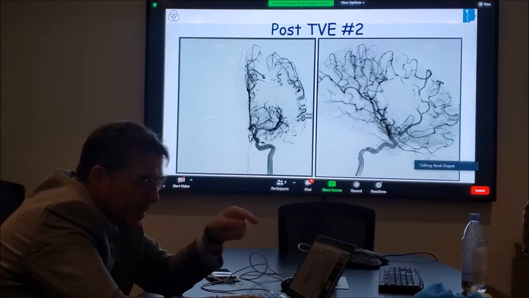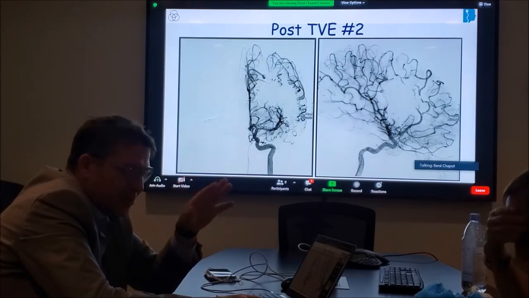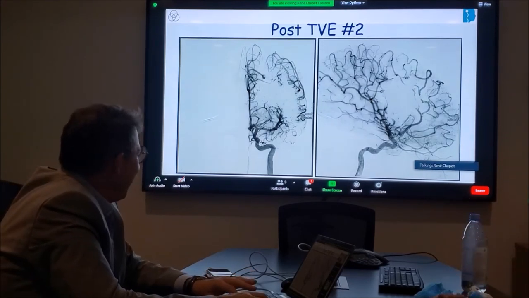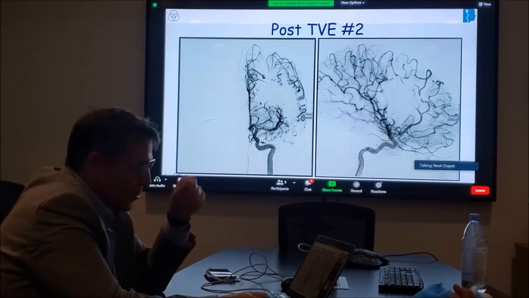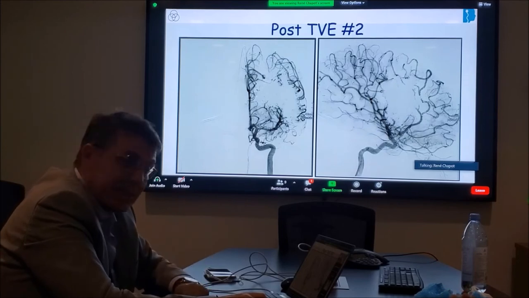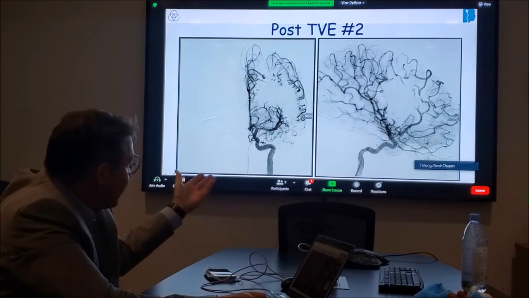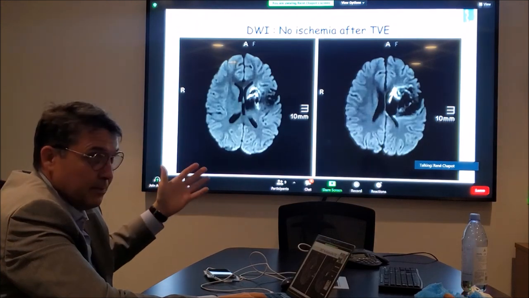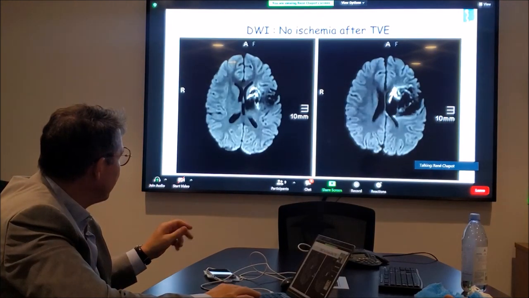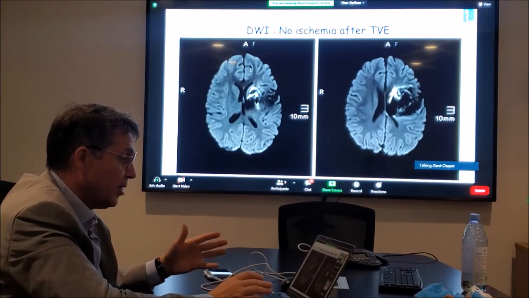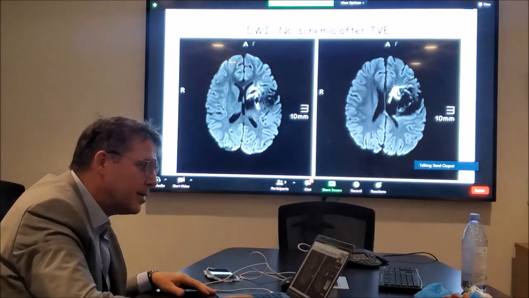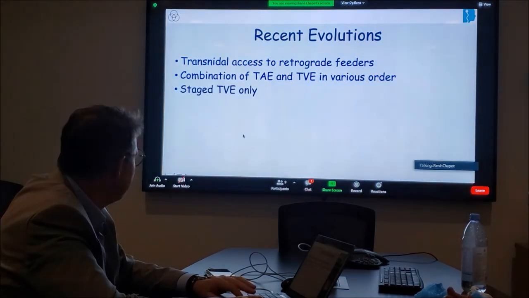On the Siemens ICONO, I could understand the venous segmentation despite all the onyx around, which I think is really amazing. And we finished it. And believe me, this little girl, she's perfect. She has absolutely nothing. And if you look at the DWI imaging, if you look at FLAIR, there's going to be a lot of edema. But she has no ischemia. And that's amazing that she had no ischemia.